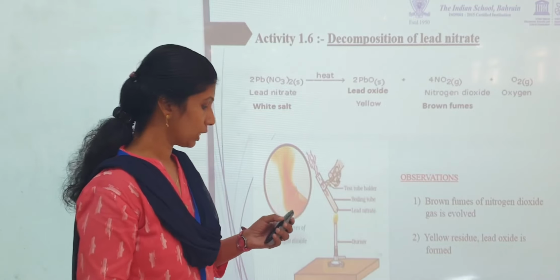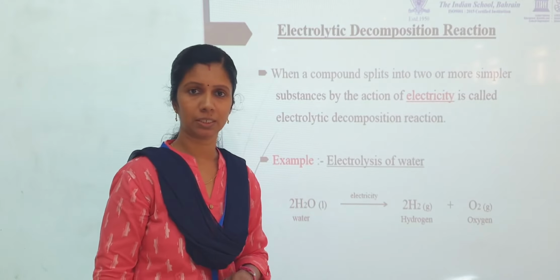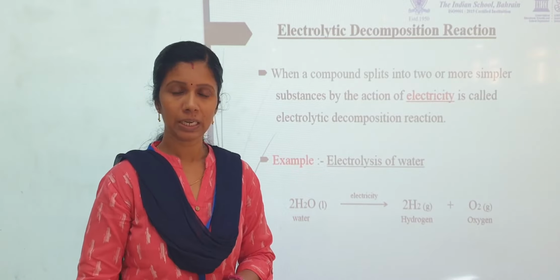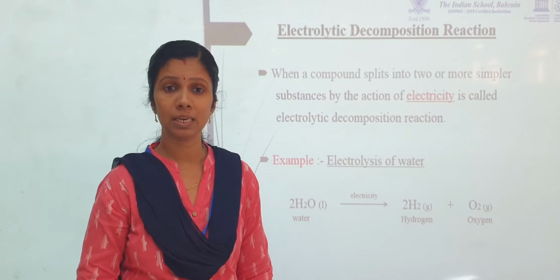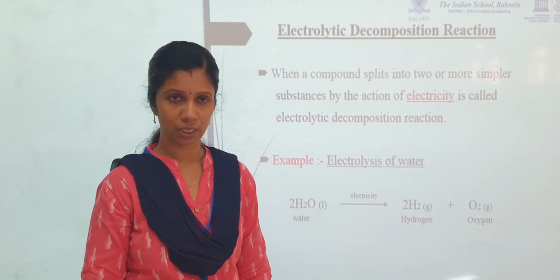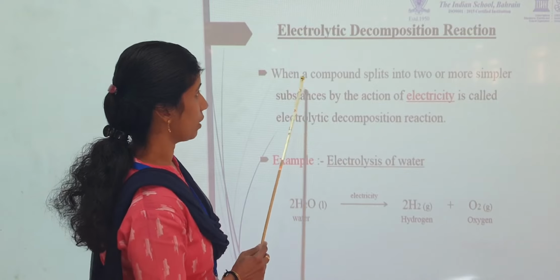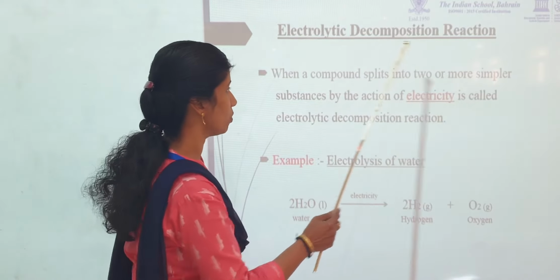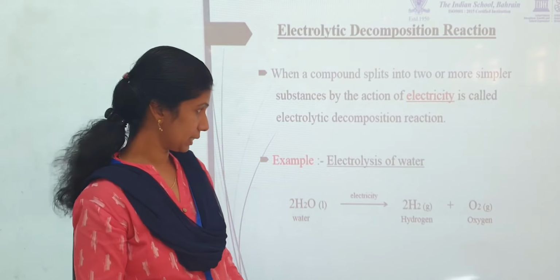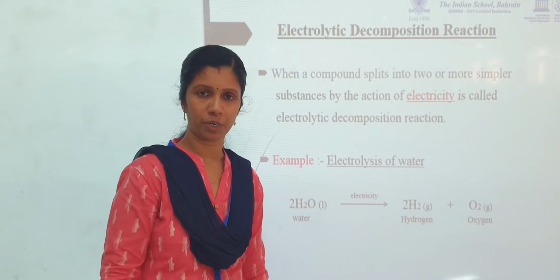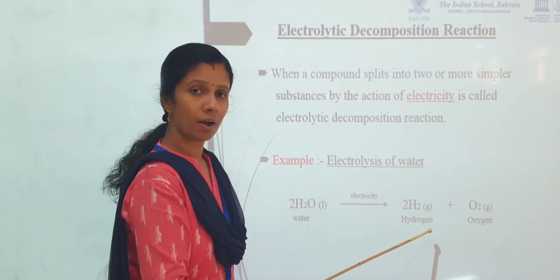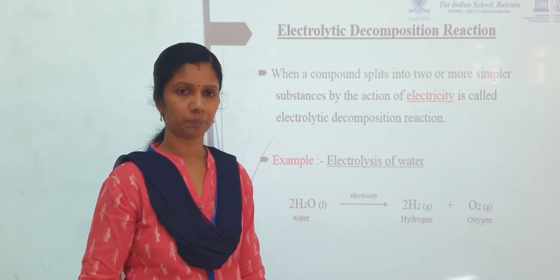Now let us move to the next type of decomposition reaction, electrolytic decomposition reaction. Decomposition reactions carried out by electricity, that type of reaction is known as electrolytic decomposition reaction. That means when a compound splits into two or more simpler substances by the action of electricity. Example, electrolysis of water. Electrolysis of water results in the separation of hydrogen and oxygen.